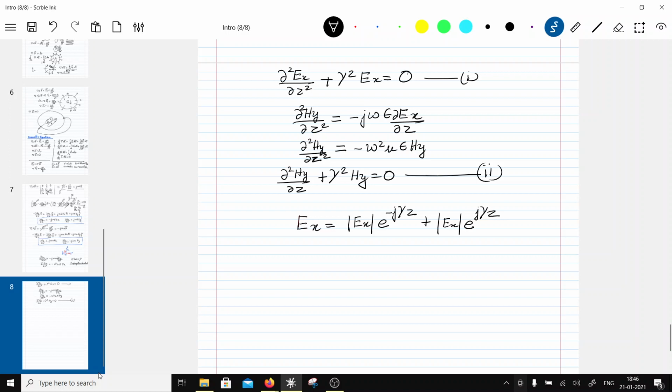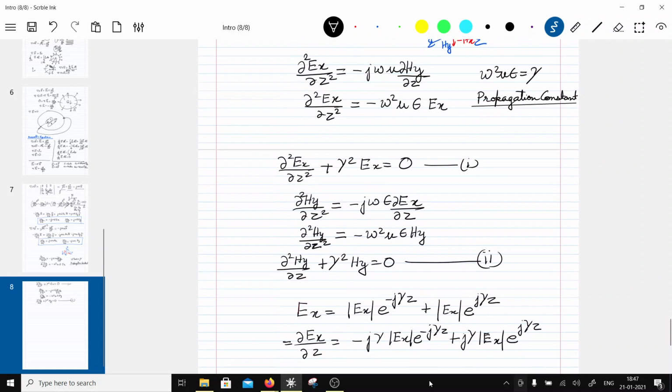So this is going to be the solution for equation number 1, right? Now the way it can be considered is, let's look at another thing. If I was to do dou Ex by dou Z, then this will be equal to minus j gamma Ex e raised to minus j gamma Z plus j gamma Ex e raised to j gamma Z, right? And this term, if you see, is dou Ex by dou Z.